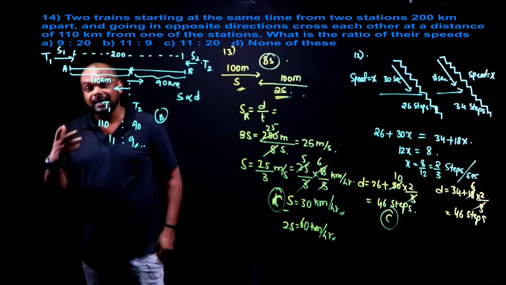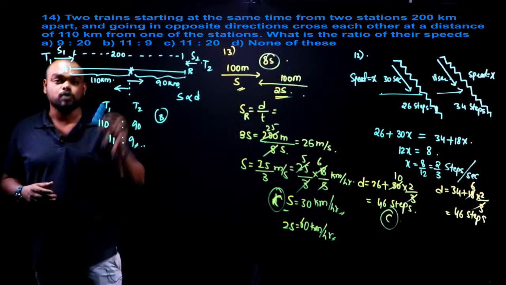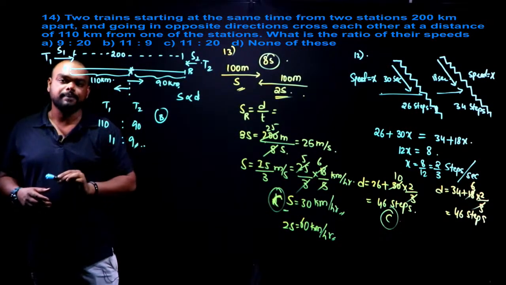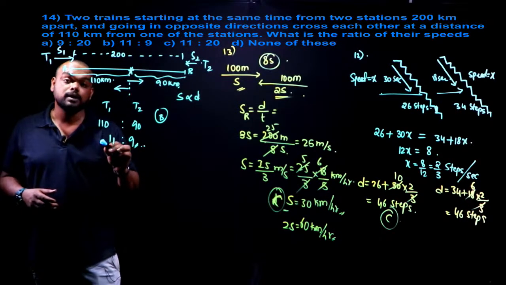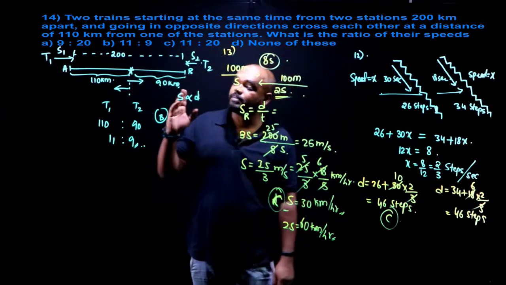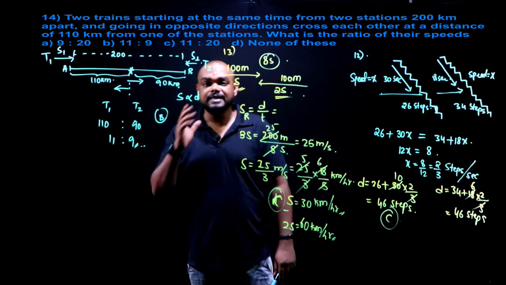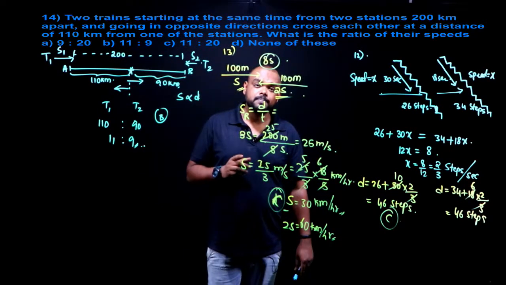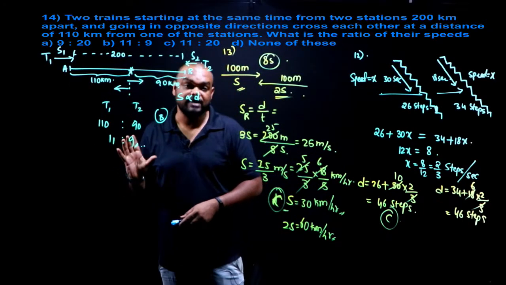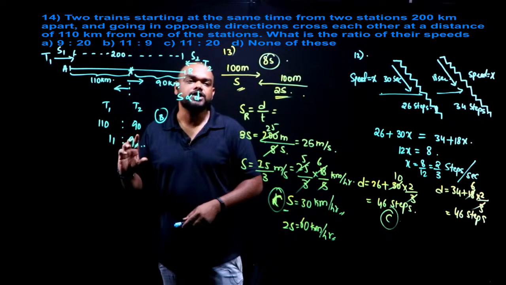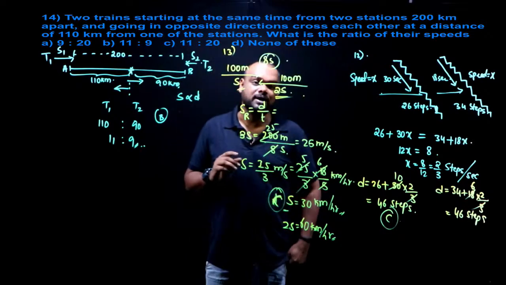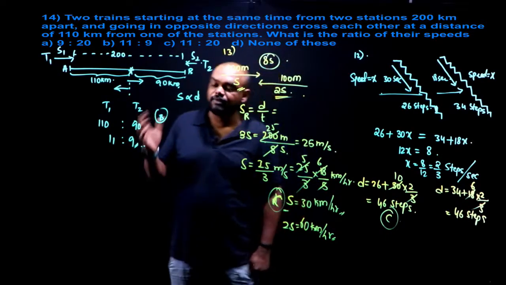Because I assumed they met here and this distance is 110. But it can be something like this also: this can be 110 and this can be 90. In that case, the ratio becomes 9 is to 11. Both are possible, guys, because he did not tell us 110 from which station, first or second. He just told 110 kilometers from one of the stations. Had he mentioned 110 from the first station, the exact answer is 11 is to 9. Since he did not mention it, it can be in the reverse order also. So luckily we don't have that option at all. So this is our final answer.